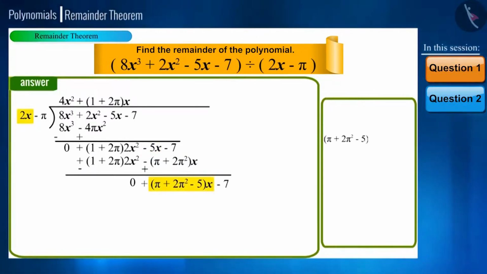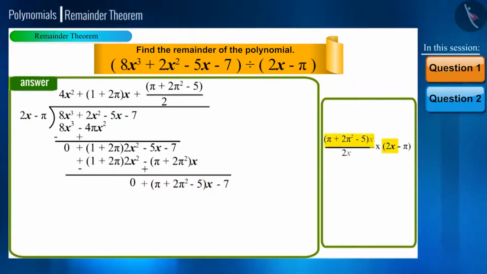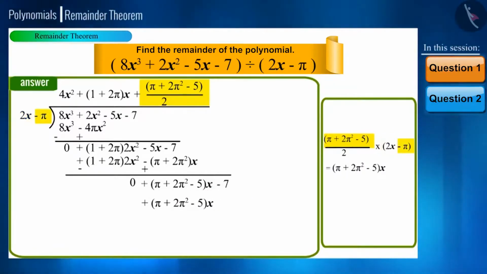Divide pi plus 2pi square minus 5 multiplied by x by 2x and we will get pi plus 2pi square minus 5 divided by 2. We will write this in the quotient. Now multiply this term with the divisor and subtract the product so obtained from the polynomial. On multiplying, we get the first term because we have done the calculations keeping that in mind.